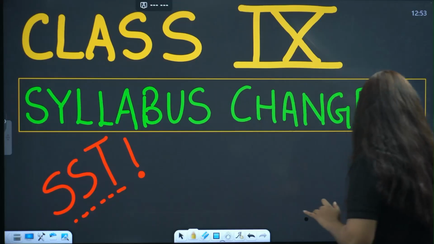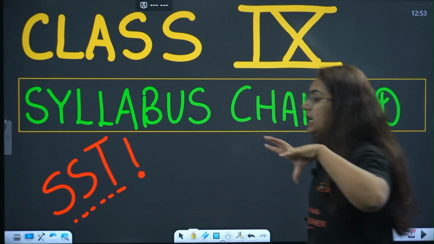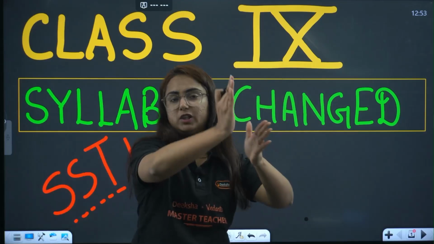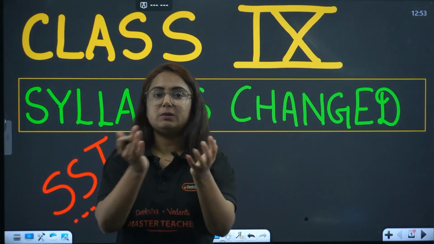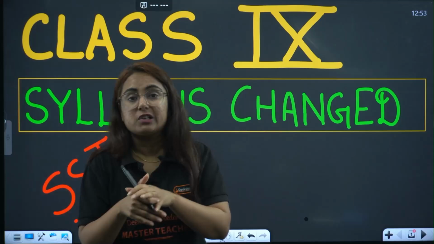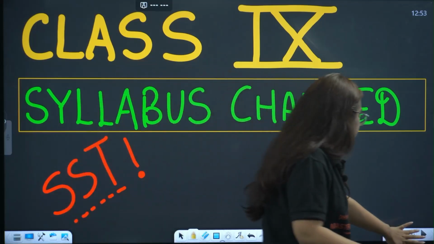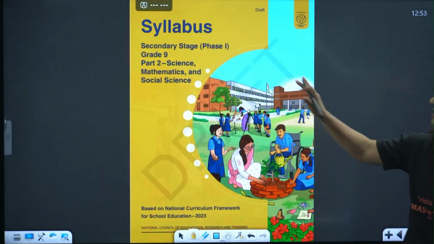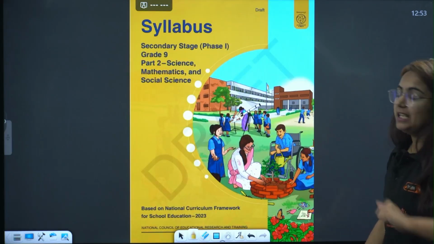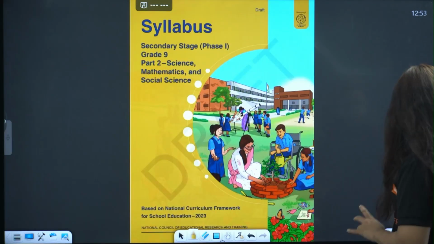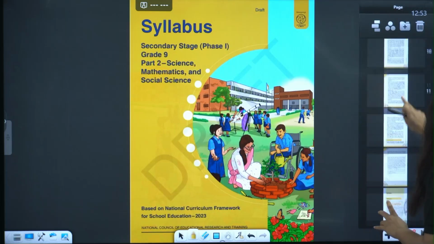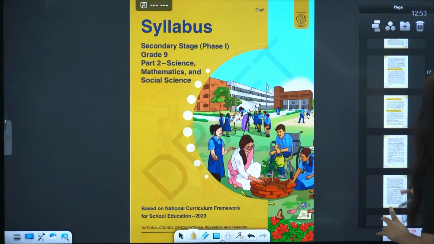We will talk about SST particularly. The syllabus has been divided into 3 parts. Part 1 deals with your language subjects, part 2 deals with math, science and SST, and the last one deals with your vocational training, vocational skills that are needed. Right? So this is the first page of the draft, which you guys also can see on the website of NCERT or on the website of CBSE. We are going straight to the change in syllabus pattern of SST particularly.